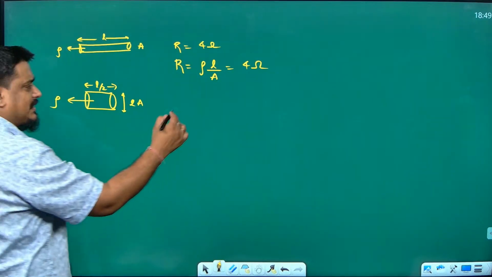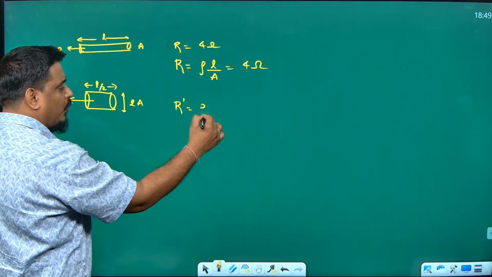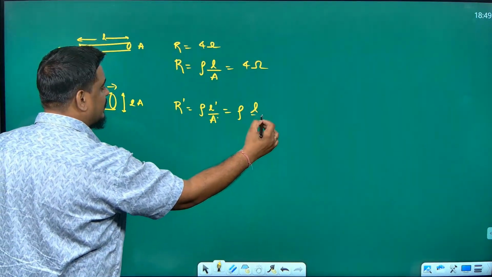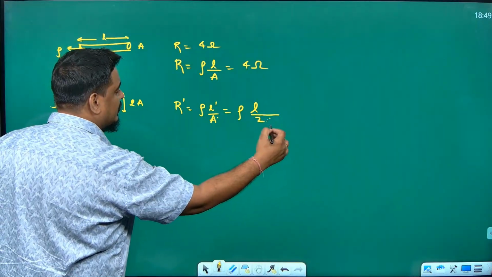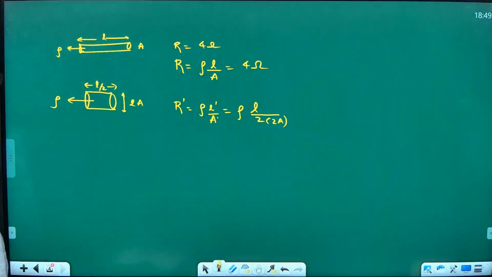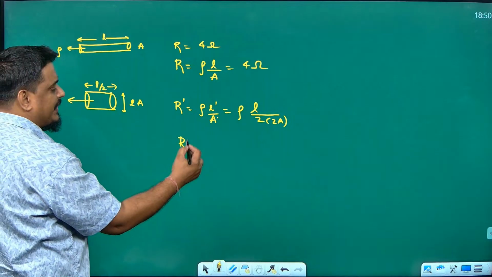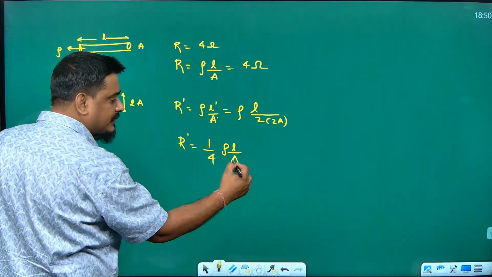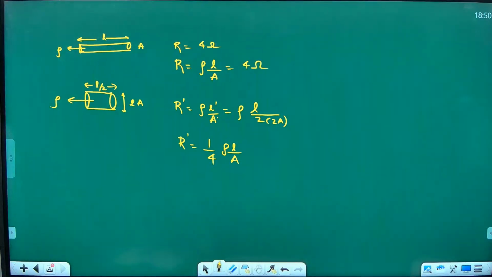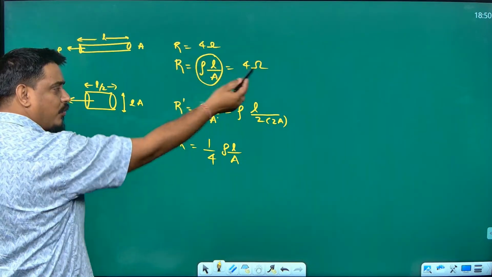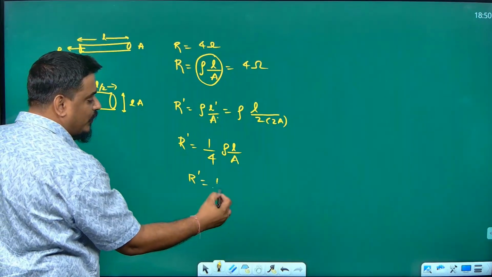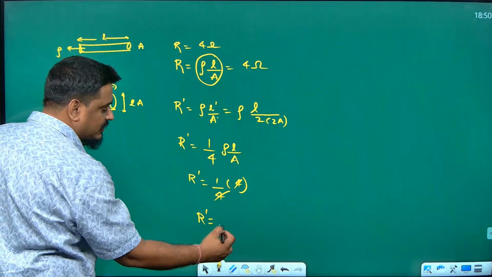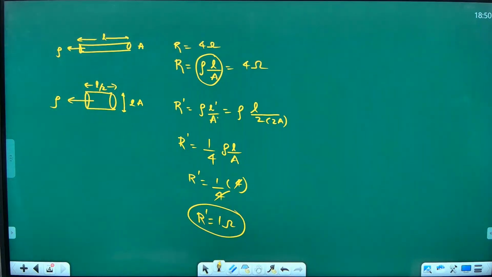What will be its resistance formula? Rho into L dash by A dash, that is equal to rho into L dash, L by 2. And what is A dash? 2A. Do you agree with me? So R dash became equal to 1 by 4 times of rho L by A. What is rho L by A? 4. So R dash is equal to 1 by 4 times of 4. 4 gets cancelled. What is R dash? 1. Good, Preetham, you are correct.